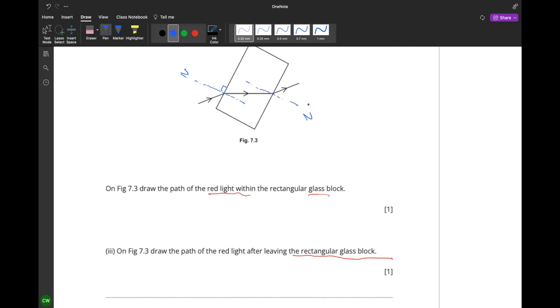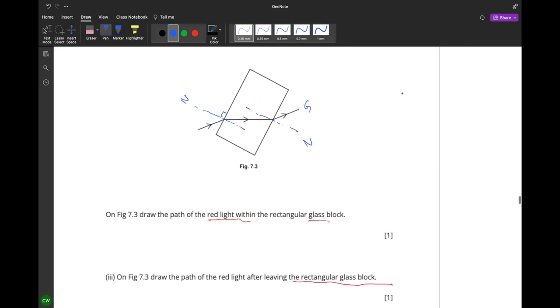This is the normal line, the 90-degree line. So we need to draw the red color line again. This is green. So what happened to the red color line? Above this line or below this line? Above, correct. So we need to draw another line above the line.